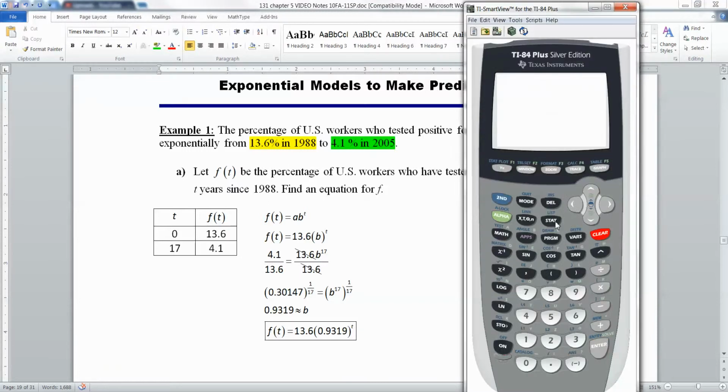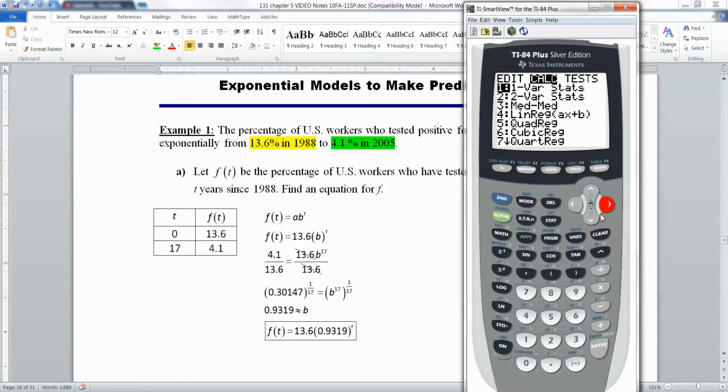I don't know. All right, so if I go to Stat, go to Edit, clear out this old stuff from an old problem. Go over here, clear. There we go. And I type 0, 17. Oops, not 117, 17. And then I go over here to 13.6, 4.1.